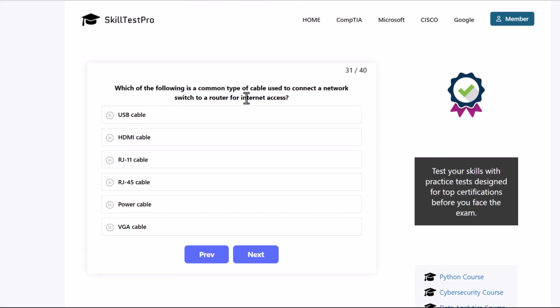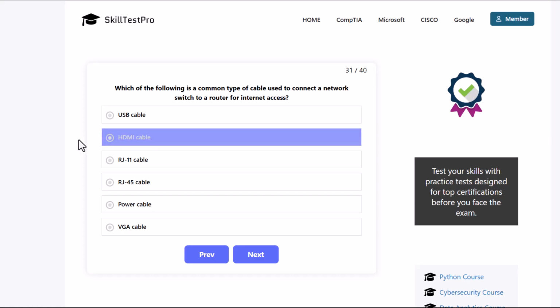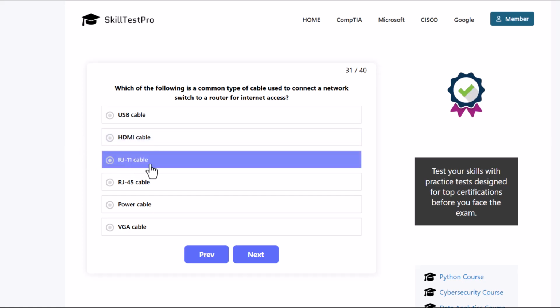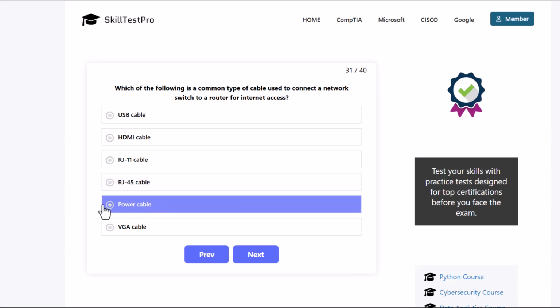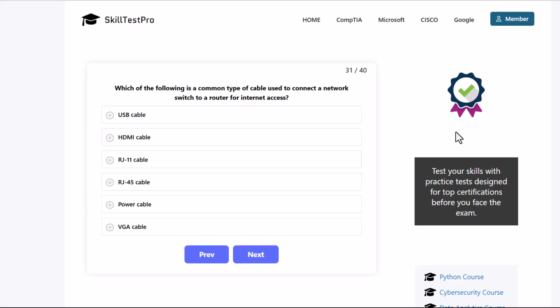Which of the following is a common type of cable used to connect a network switch to a router for internet access? USB cable, HDMI cable, RJ11 cable, RJ45 cable, power cable, or VGA cable.